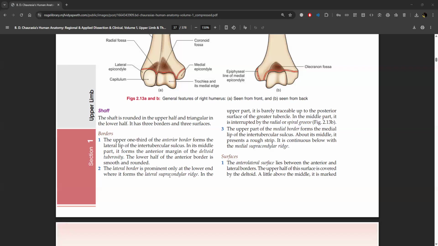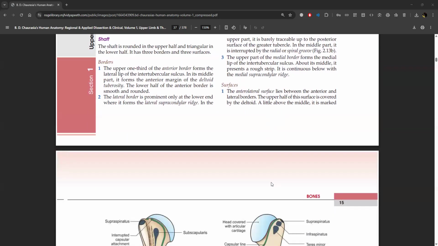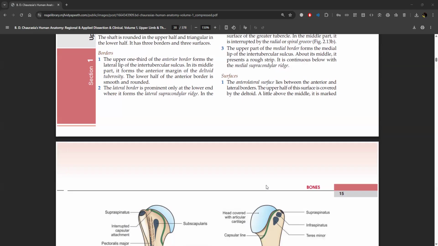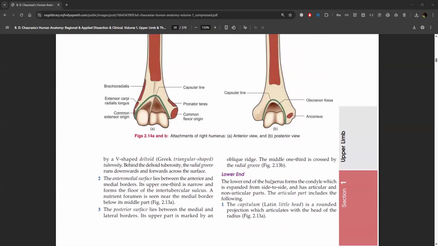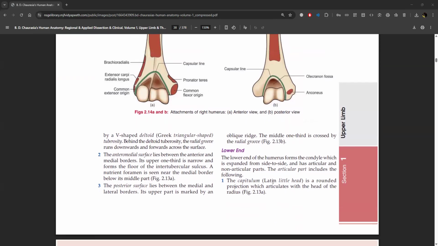Surfaces. Number 1. The anterior lateral surface lies between the anterior and lateral borders. The upper half of this surface is covered by the deltoid. A little above the middle, it is marked by a V-shaped deltoid tuberosity. Behind the deltoid tuberosity, the radial groove runs downwards and forwards across the surface.